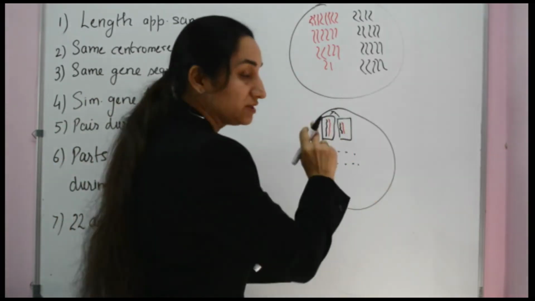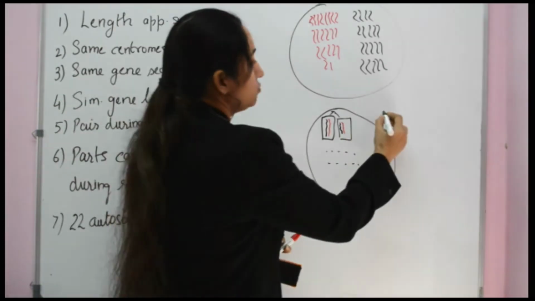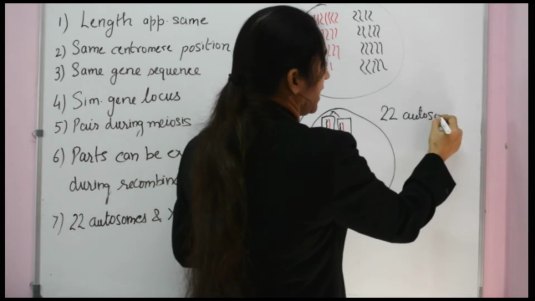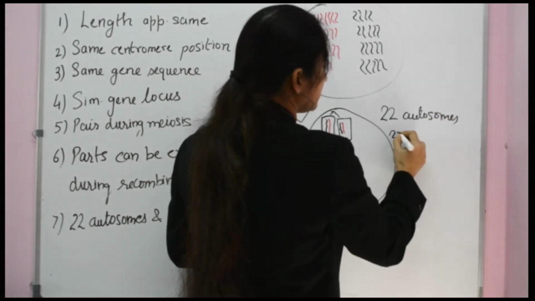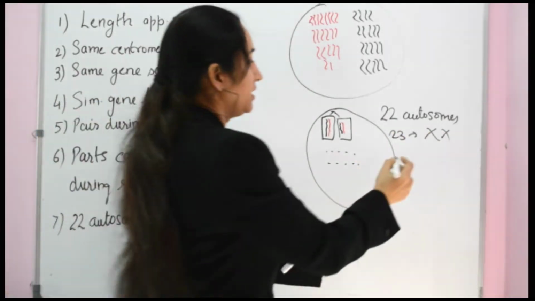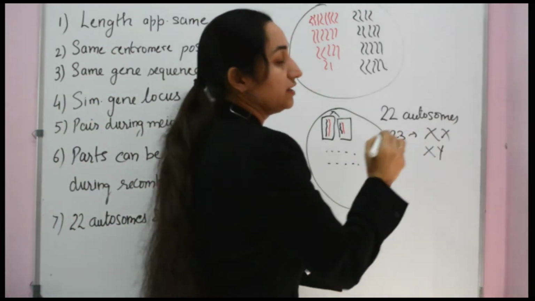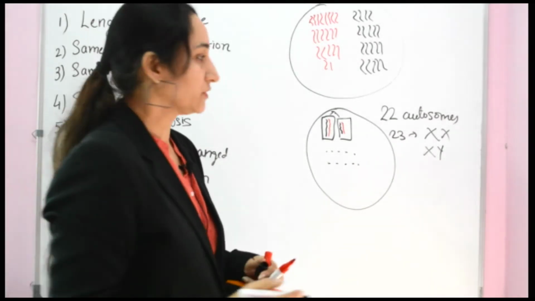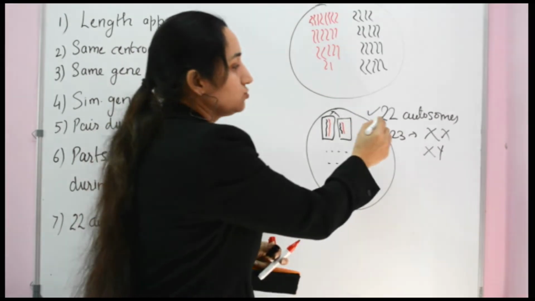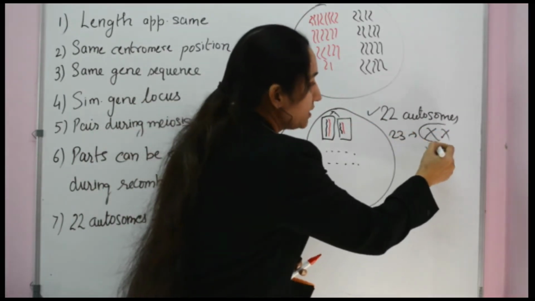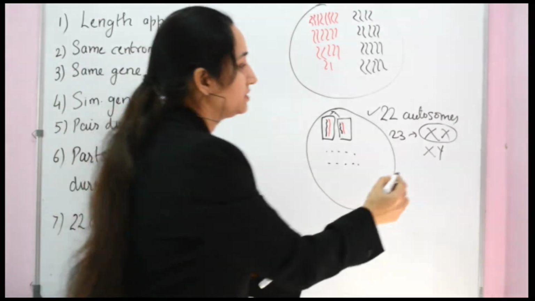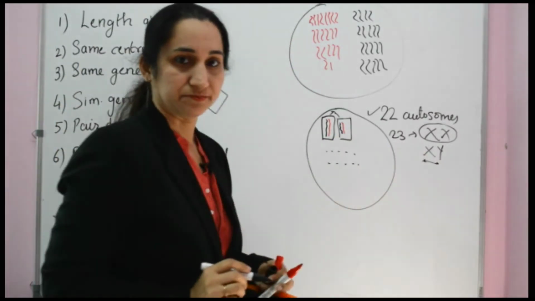Of these 23 pairs of chromosomes, we know that 22 are autosomes, and the 23rd pair can be X and X in case of female, and X and Y in case of male. So these 22 autosomes and this one pair, X and X, are homologous pairs, but this is not a homologous pair.